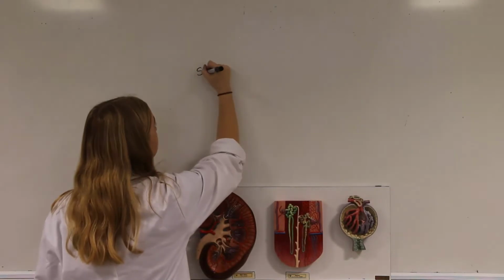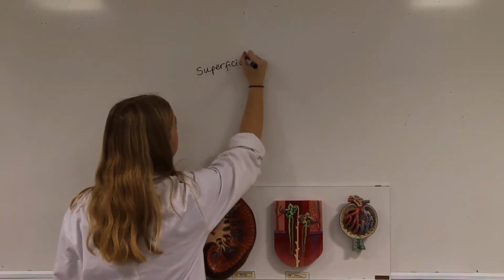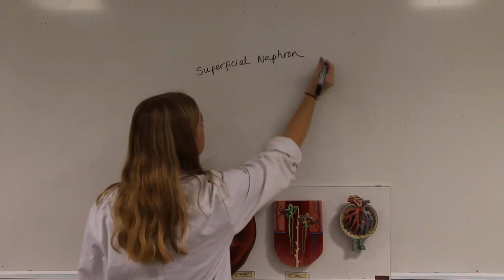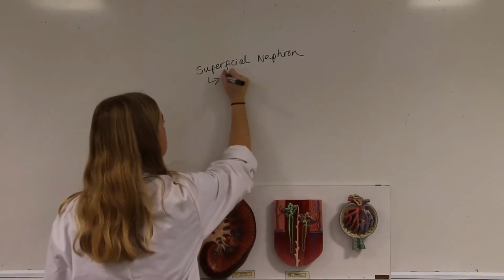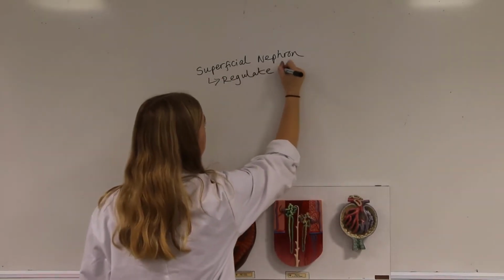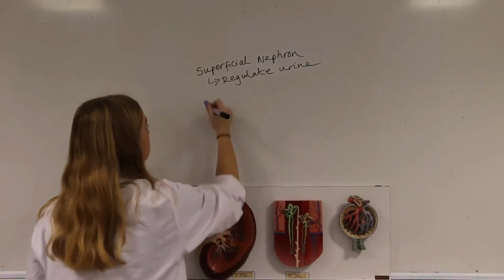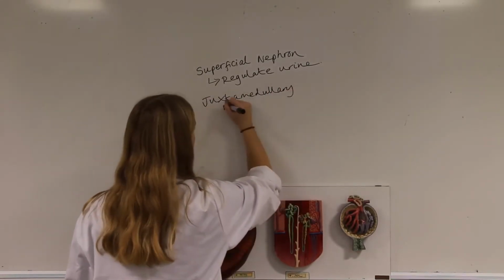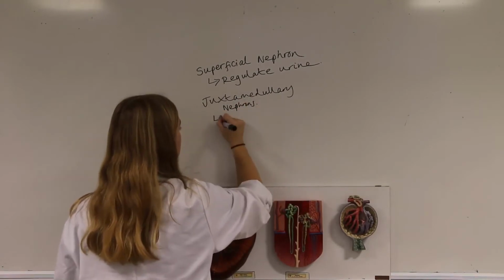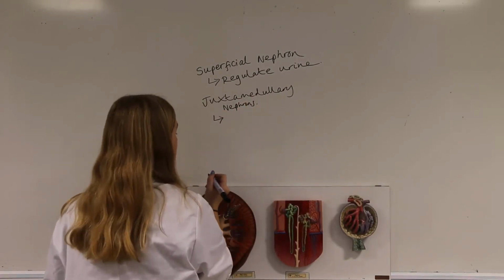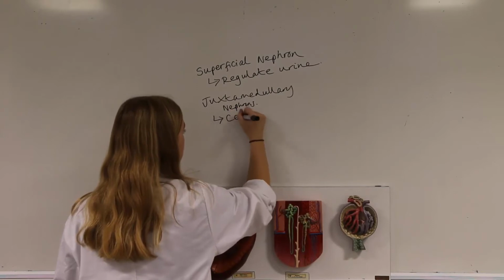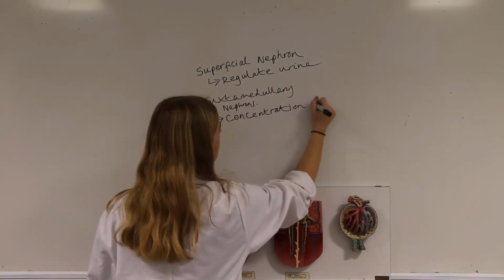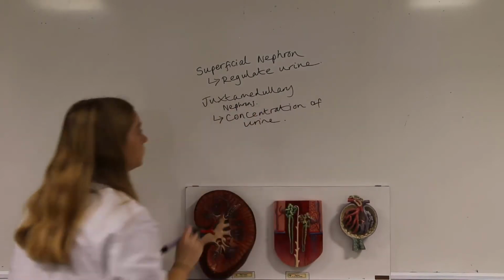The main type are superficial nephrons. Their glomeruli sit on the outer part of the cortex, and their loops of Henle go into the outer medulla. They have a main role in regulating urine. The other type, which account for 15% of nephrons, are juxtamedullary nephrons. Their glomeruli sit close to the cortical medullary border. Their loops of Henle go deep into the inner medulla. They are important for concentration of urine.